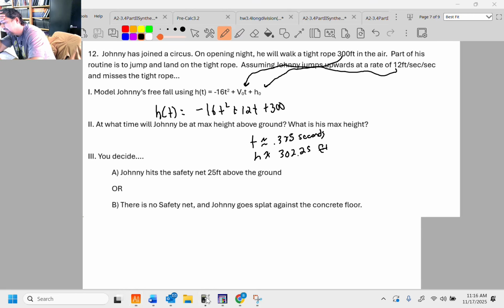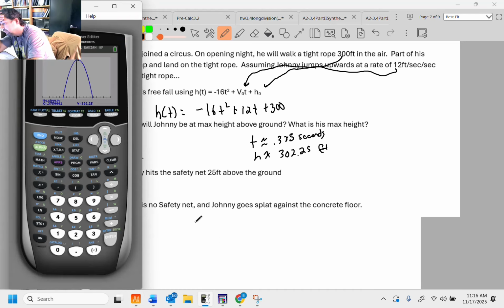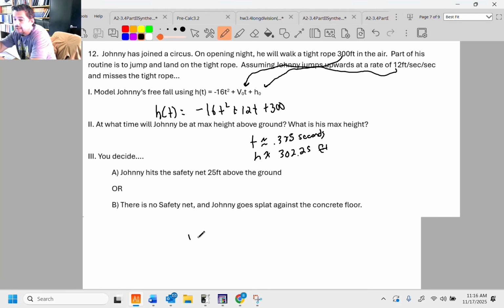Did I round right? A little jittery. Yeah. All right, now you get to decide. Does he hit the safety net 25 feet above the ground, or does he go splat on the concrete floor?